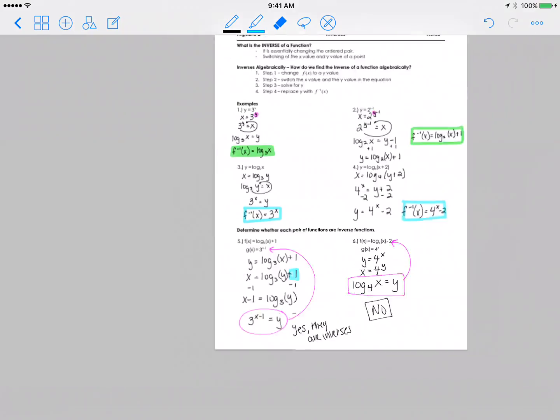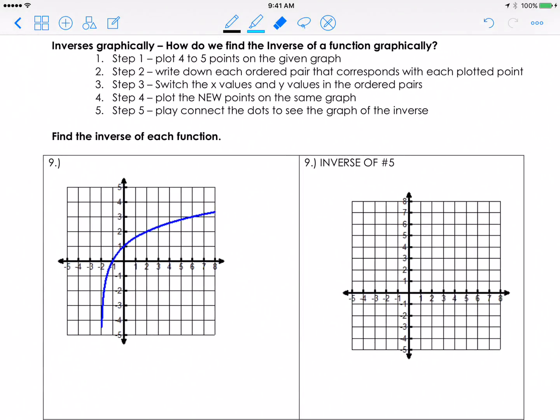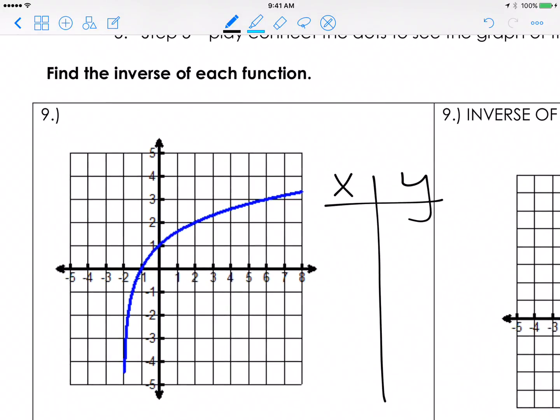Now let's move to graphing real quick. I'm going to try to do this quickly. I'll show you one, and then you can do number 10 on your own. So the thing that we need to do is plot as many points as we can on our original so that we can see the shape. And then all we're going to do is switch our x and y's.